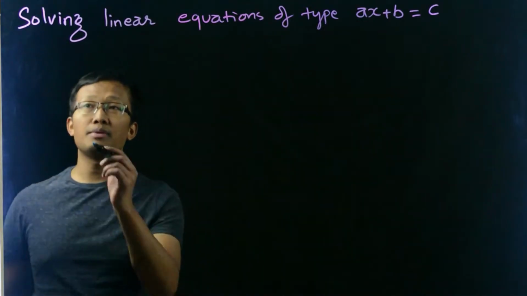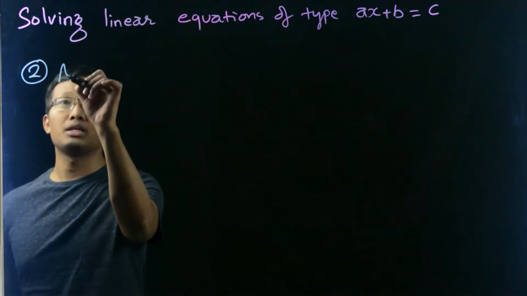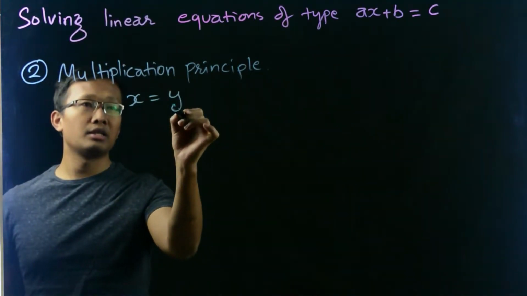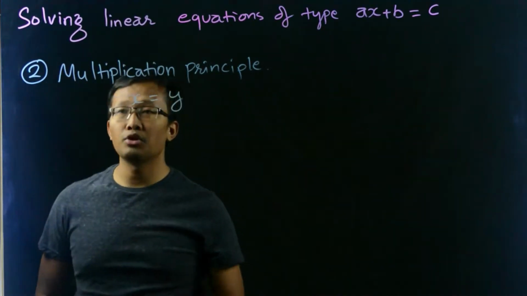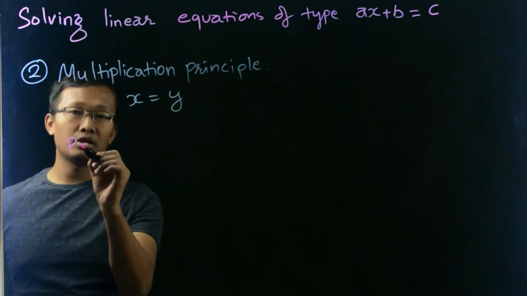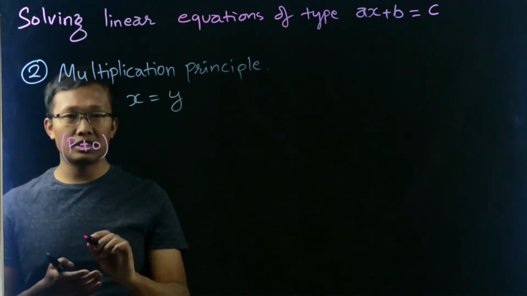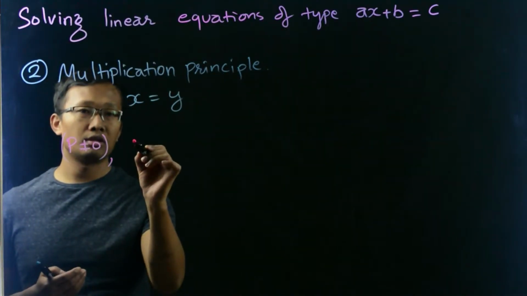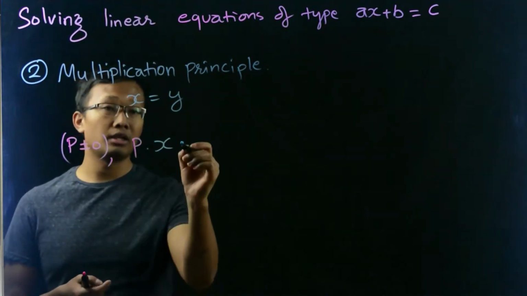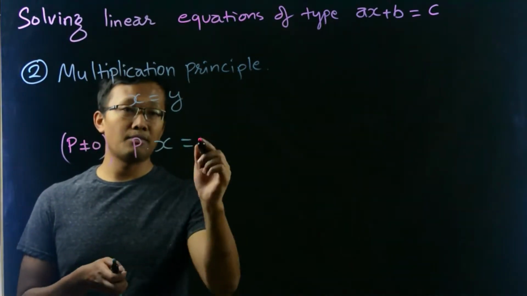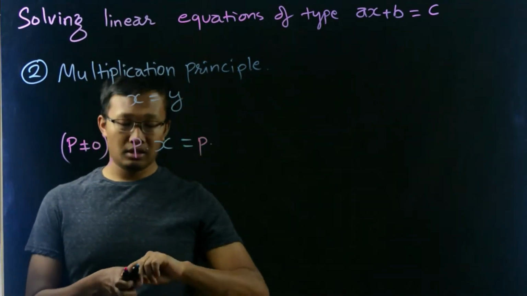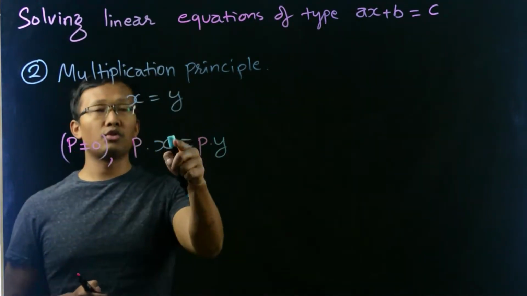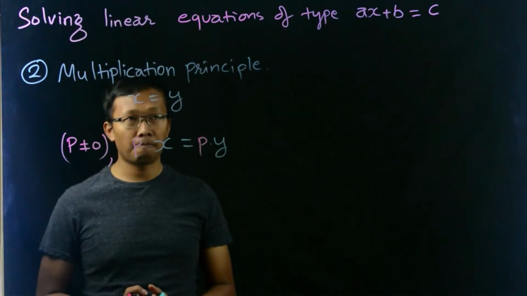Let's go for the second principle, which is the multiplication principle. This principle says that if we have an equation, then multiplying both sides by a non-zero number does not change the equation. So let us suppose p is not equal to 0. p times x equals p times y is the equation, and both equations have the same solution.